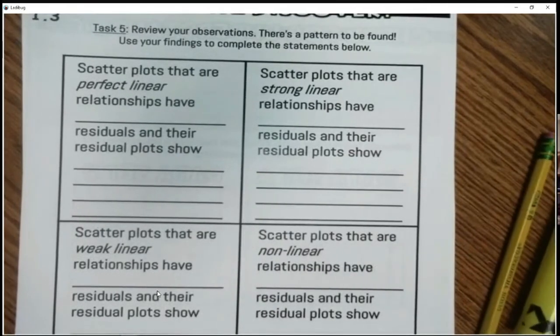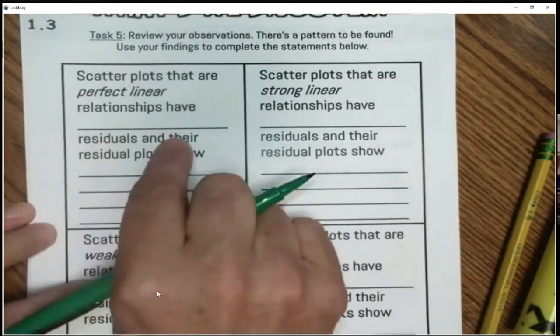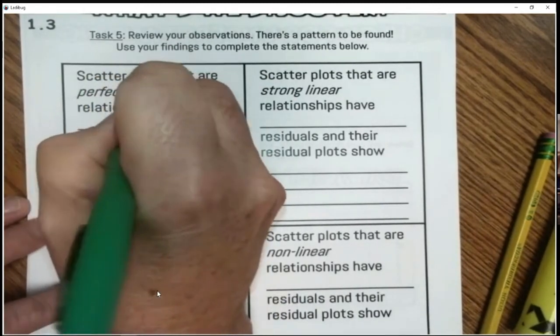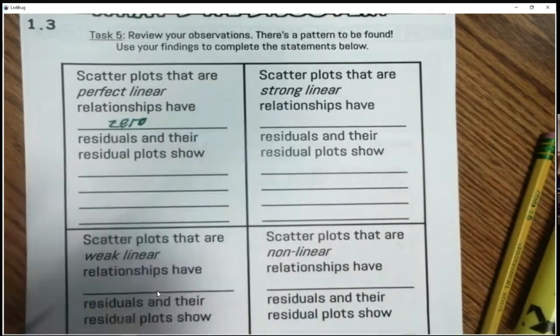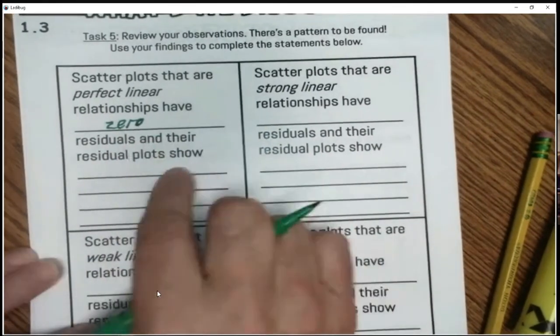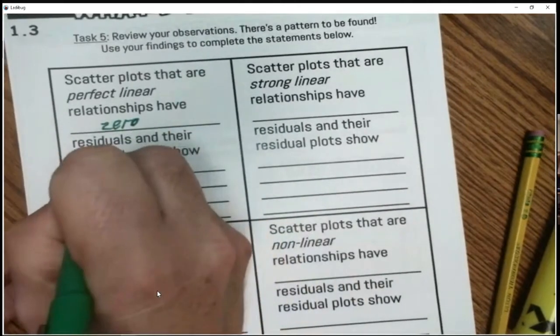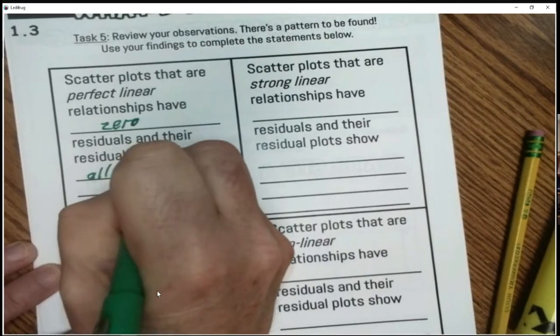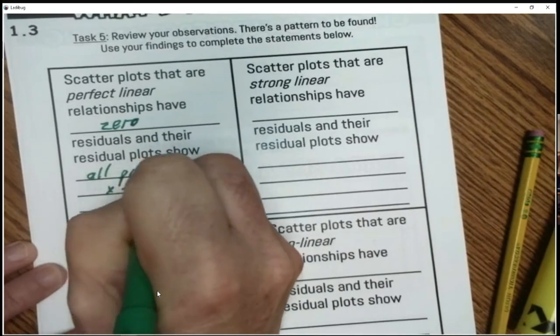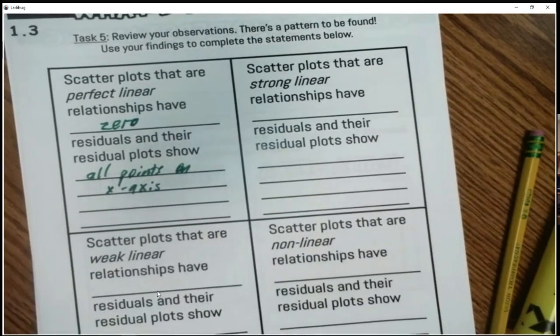All right, scatter plots that are perfect linear relationships have blank residuals. Well, if it's a perfect linear relationship, our residuals are going to be 0, right? Have 0. All of them will be 0 if it's perfect. If it's perfect linear, all of them will fall exactly on the line. The expected will be exactly the same as the actual, and we will have that. And the residual plots show all points on x-axis, all right? Because if we plot them, they'll all be on 0. They'll all be on the x-axis if it's a perfect linear relationship.